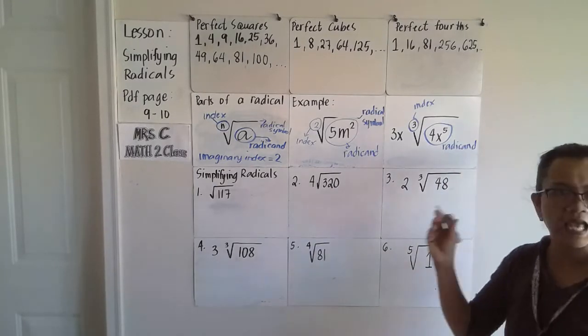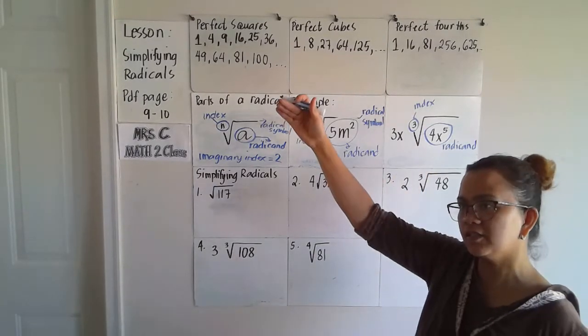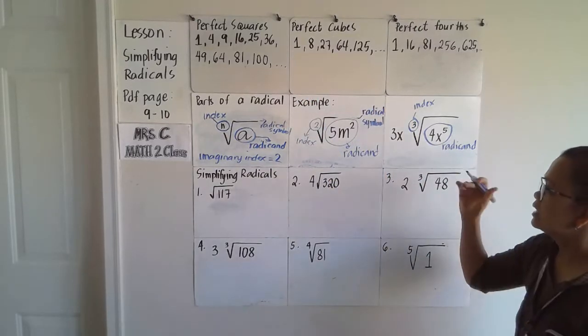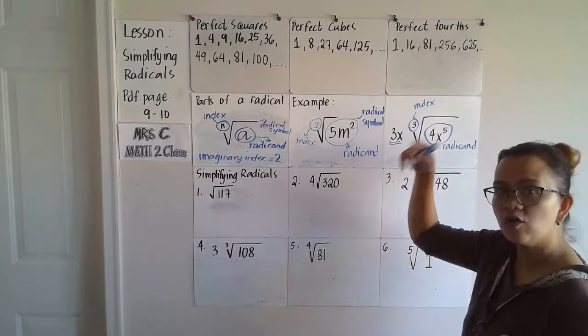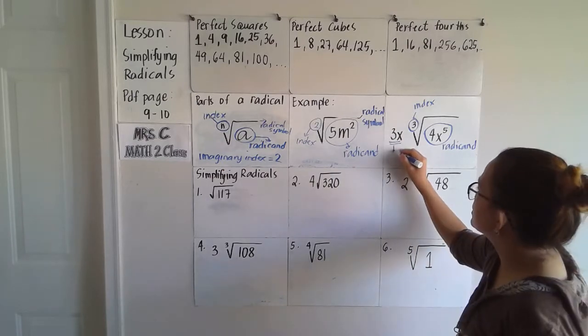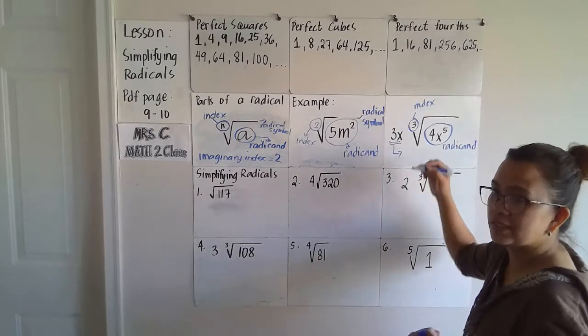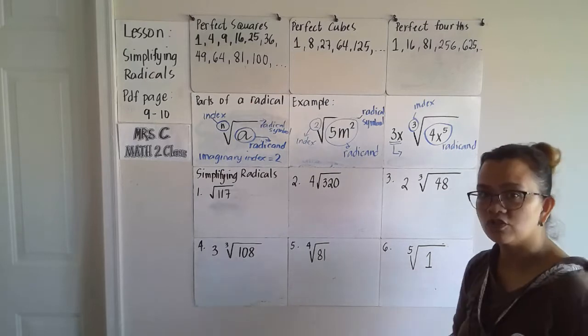Now, exemption. Anything under the radical symbol is a radicand. Now, what about this 3x outside of the radical symbol? This is known to be, just like an algebraic expression, an expression.